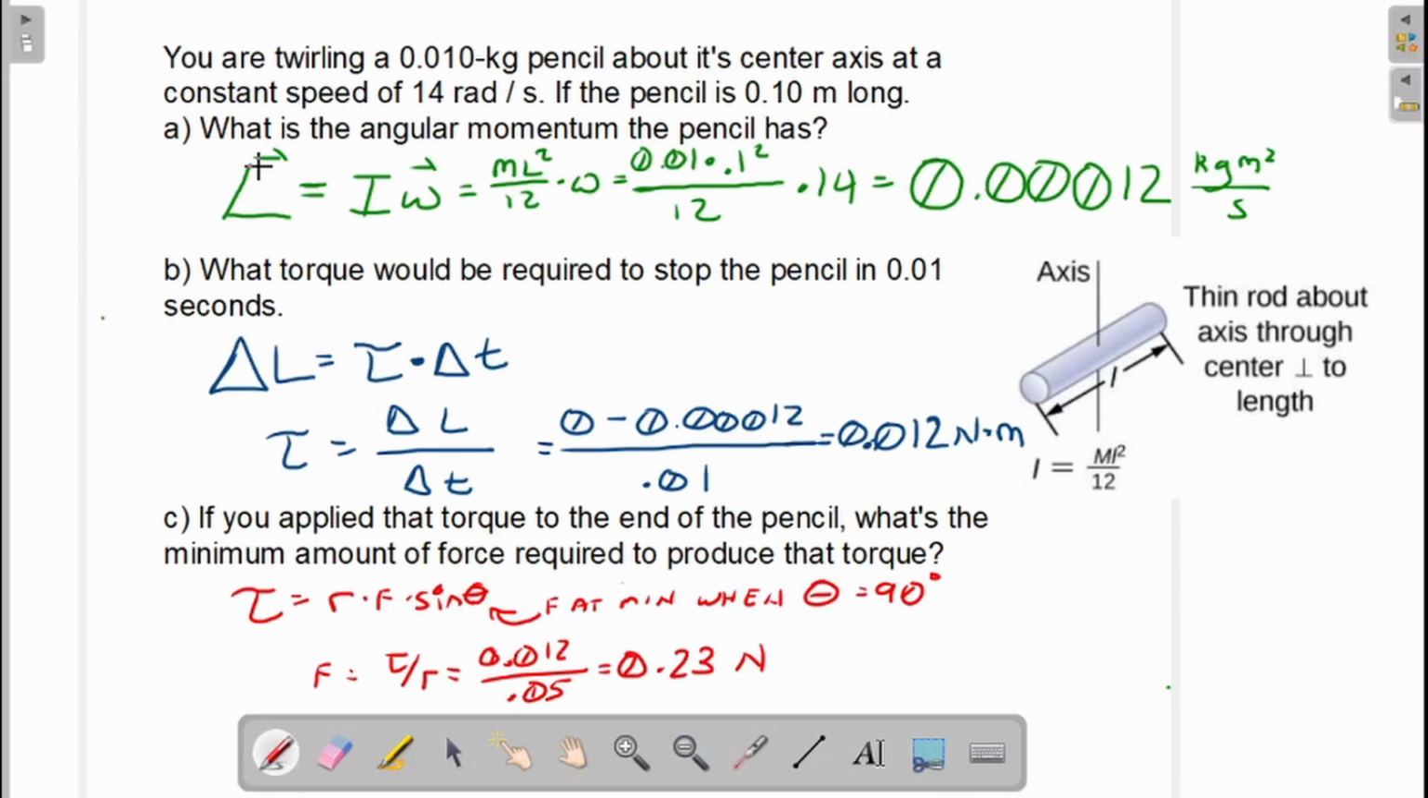The change in angular momentum is very similar to the change in momentum. The formulas are on the screen.